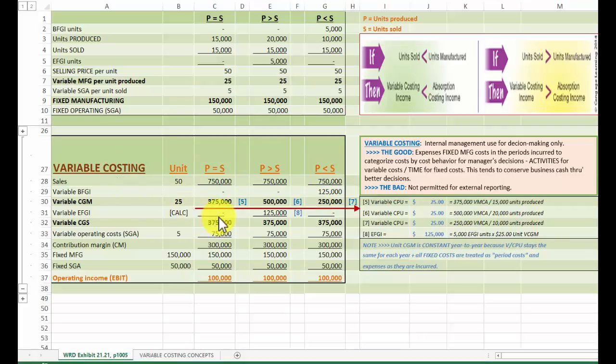Going back to year one, the ending inventory would be zero because the company sold all the units that it produced. So the cost of goods manufactured would equal the cost of goods sold.